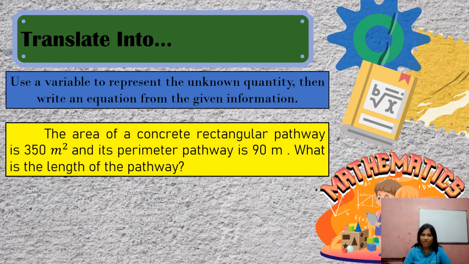The area of a concrete rectangular pathway is 350 square meters and its perimeter is 90 meters. What is the length of the pathway? So how are we going to represent this problem with a certain equation? So let's start with the given. Of course, the given is area. So remember that the area of a rectangle is equal to length times width.